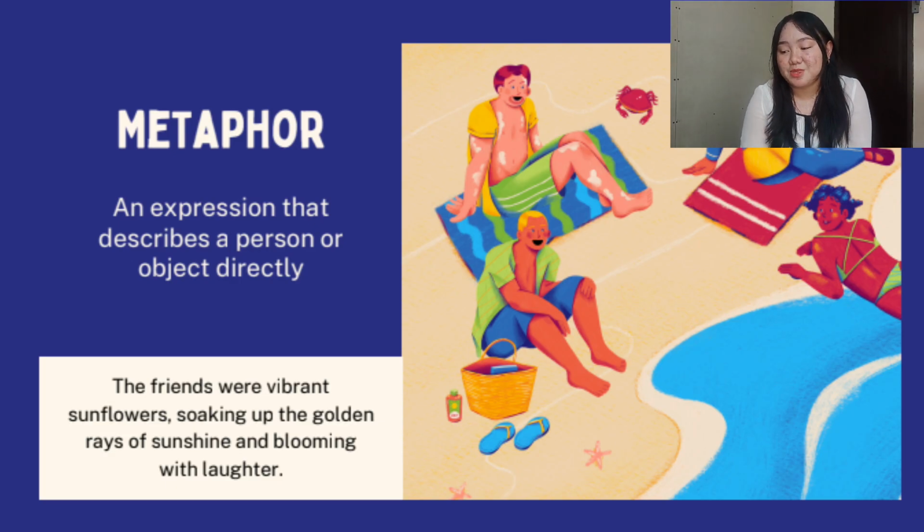So, next is metaphor. It is an expression that describes a person or object directly. For example, the friends were vibrant flowers soaking up the golden rays of sunshine and blooming with laughter. Why is it a metaphor? It is because it describes a person or object directly. So the friends and the object are being described here in the sentence.